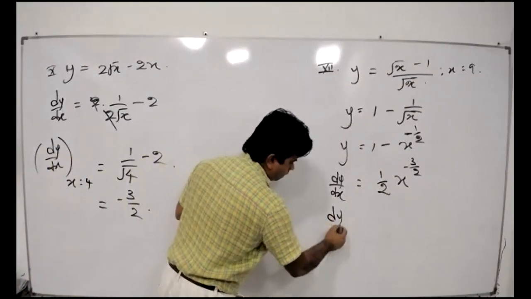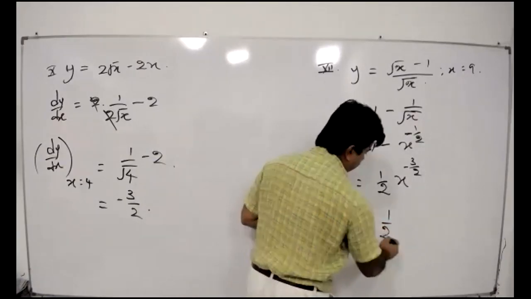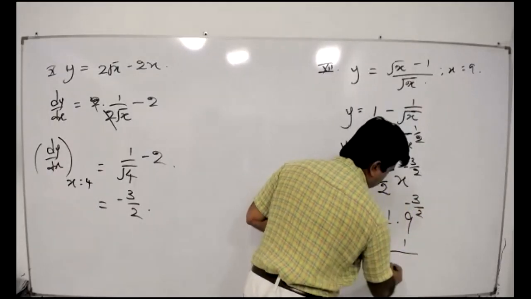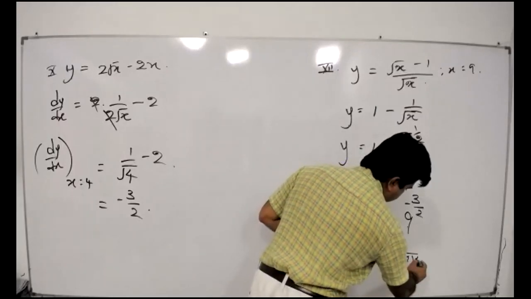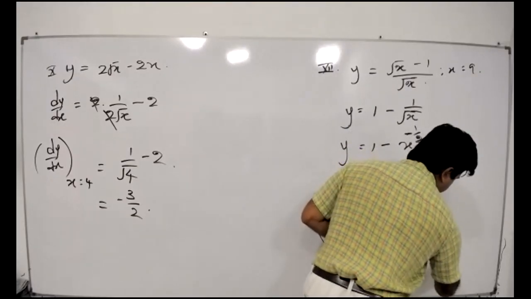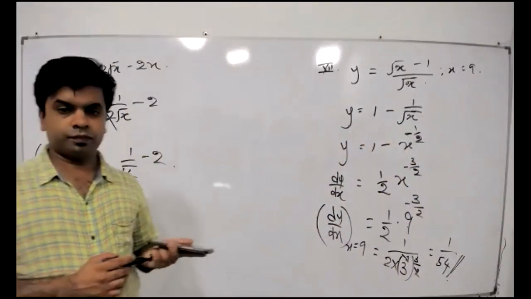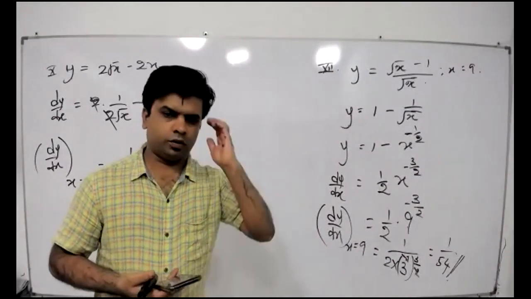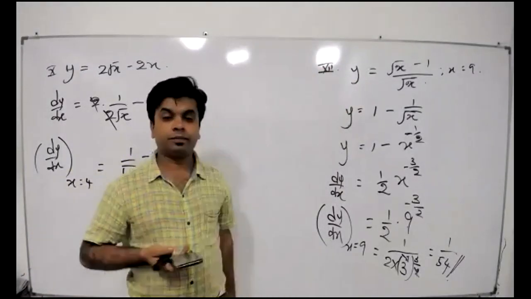Then dy by dx at x equals 9 equals half into 9 to the power minus 3 over 2. That means 1 over 2 into 3 squared. These two cancel, 3 cubed, then 1 over 54. Raise your hand those who have taken that 1 over 54. Right, good.